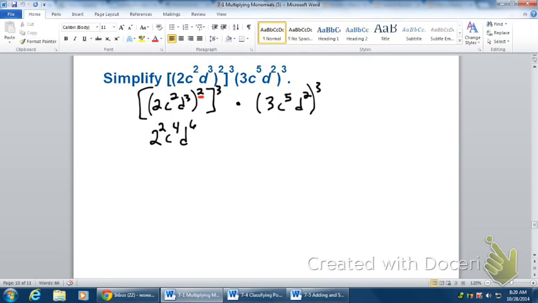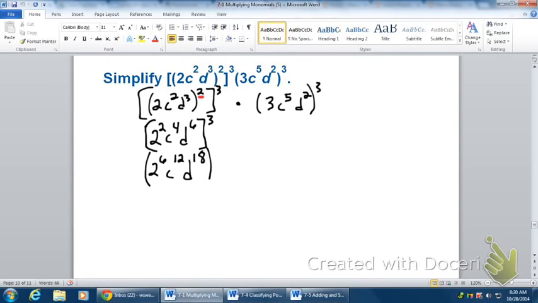Yeah. All right. Now, this is being raised to the third power. So what are we going to do to our exponents? We're going to multiply them. So that's going to be 2 to the what? 6. Good. C to the what? 12, because 4 times 3 will give you 12. And then D is going to be what? 18. Okay. Now, this is completely simplified. Well, we could multiply 2 to the 6, but don't worry about that yet.